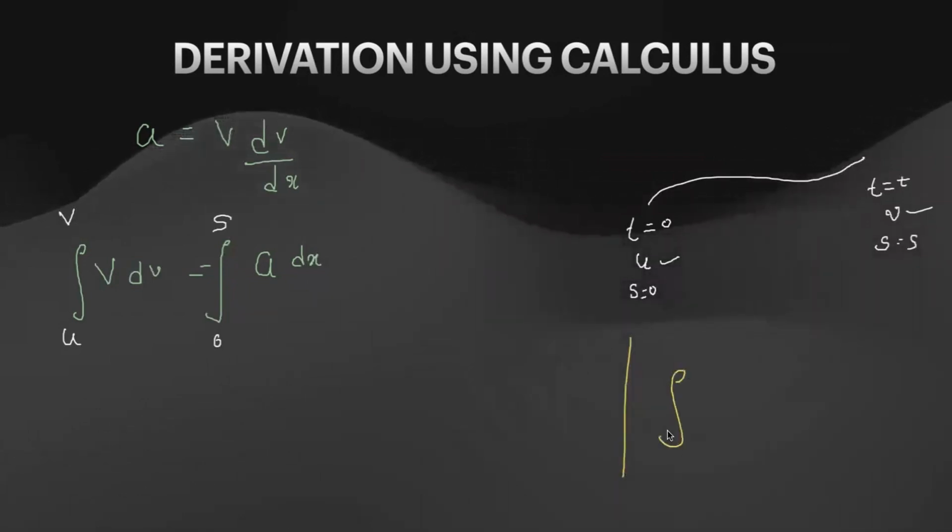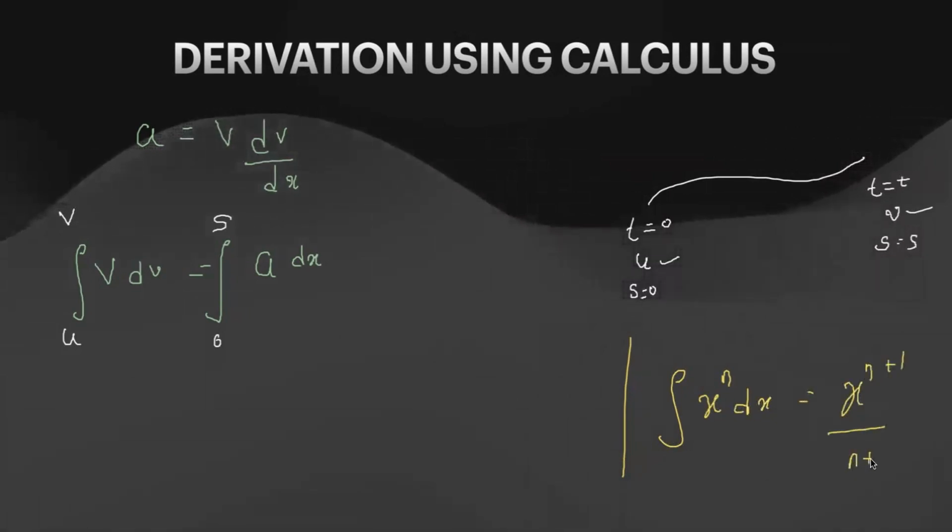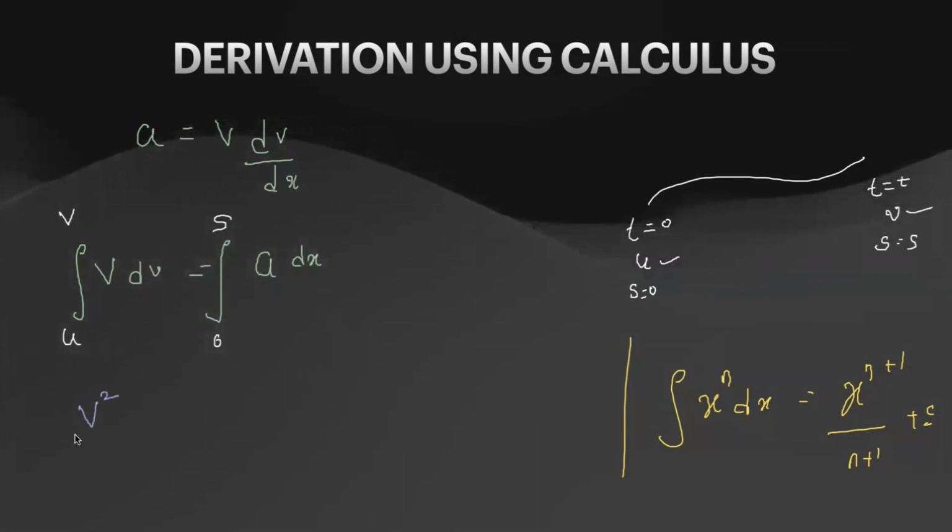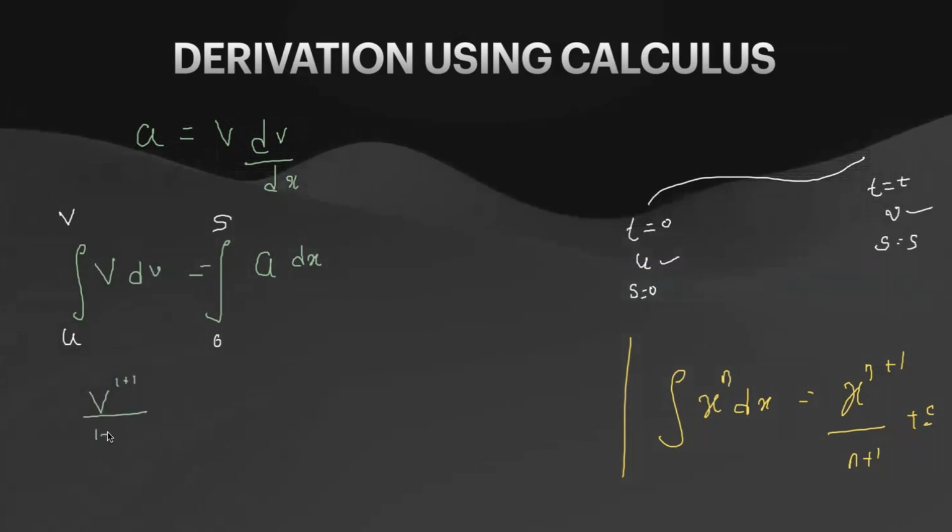Integral x power n dx is what? Tell me. x to the power n plus 1 by n plus 1, of course, plus the integration constant. So here, for v dv, n is nothing but what? n is equal to 1. So we can write it as v to the power 1 plus 1 by 1 plus 1, which is v square by 2.